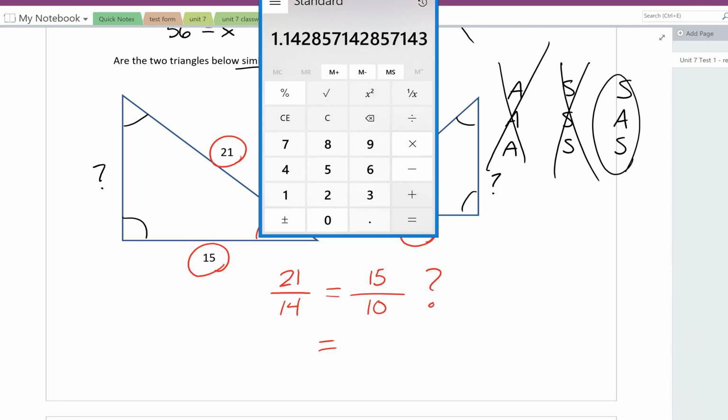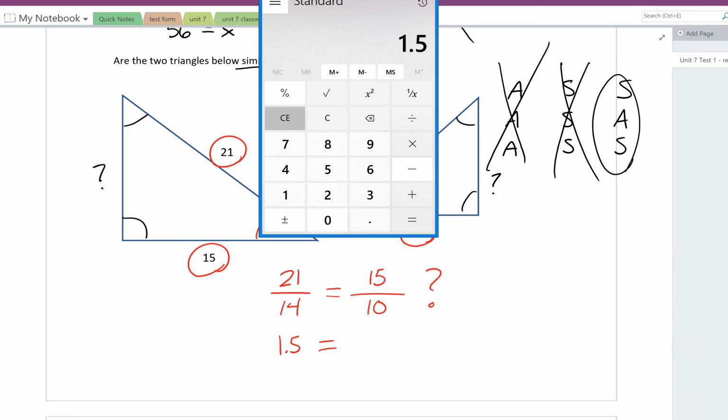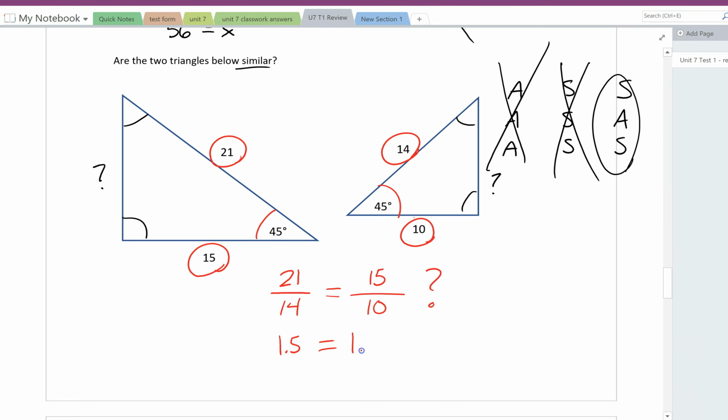So 21 divided by 14 is 1.5. 15 divided by 10 is also 1.5. So it checks out. And so that means that these two triangles are similar. And if you get this question on a test, you might have to specify something like by SAS similarity.